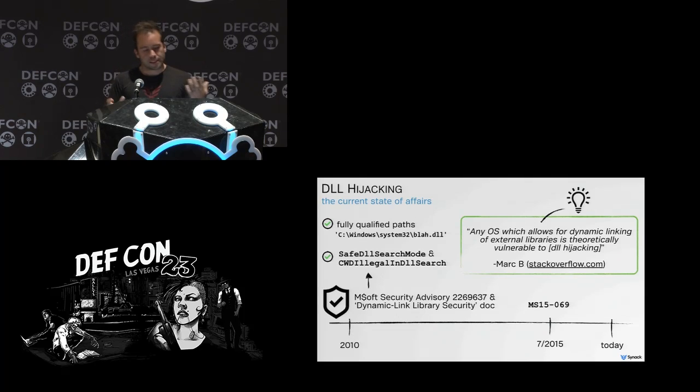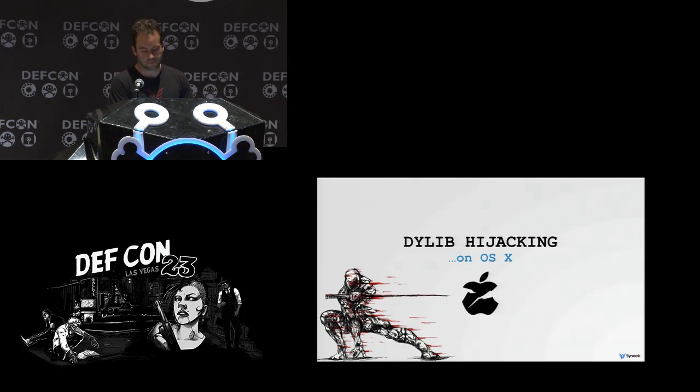So about 6 months ago, I was reading Stack Overflow because I do some programming at work, and this is how I code. I just go to Stack Overflow and see what other people do. And I found this quote by this guy named Mark B. So wherever Mark B is, whoever he is, I totally owe him a beer because he kind of piqued my interest and said that any OS that does dynamic library loading is theoretically vulnerable to DLL hijacking. So today, I want to talk about dylib hijacking on OS X.